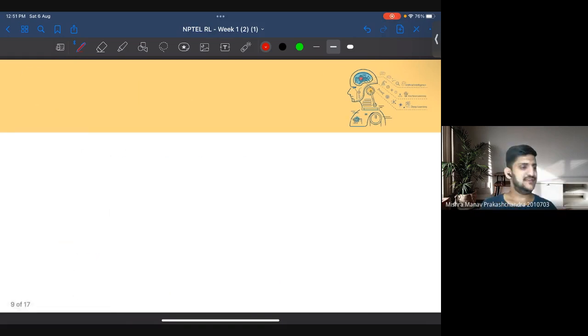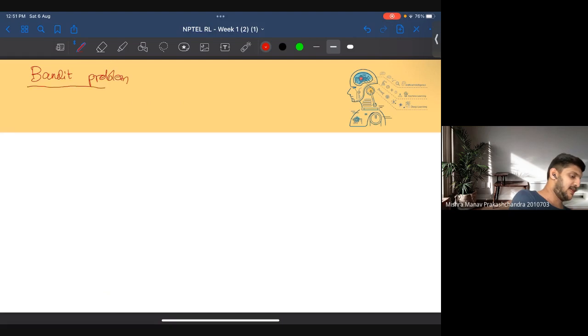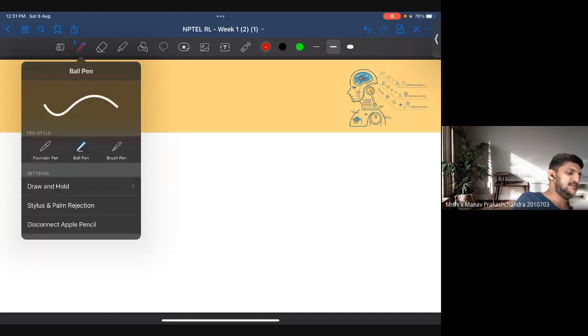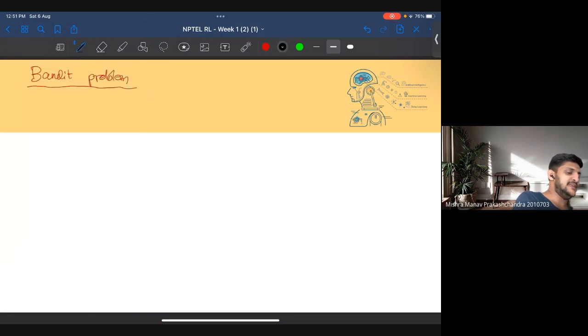Okay. So I should quickly write something. Yeah, we're looking at the bandit problem. Sorry about the handwriting. I hope it's clearer. So in the bandit problem, let's say it's an N-armed bandit problem.